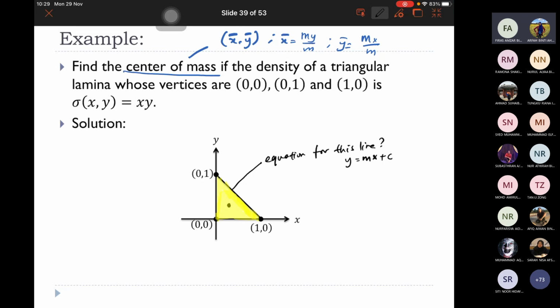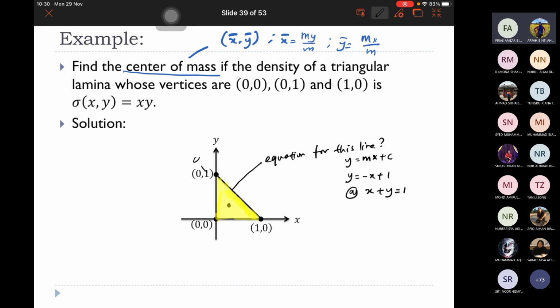Negative x plus 1. Betul. Okay. Y sama dengan negative x plus 1. Okay, so ini adalah equation dia. Sebab kecerunan dia adalah negatif 1 sebab dia turun ke bawah. Okay. And then pintasan dia ini adalah 1. This is c. So equation dia adalah y sama dengan negatif x plus 1, atau x tambah y sama dengan 1.